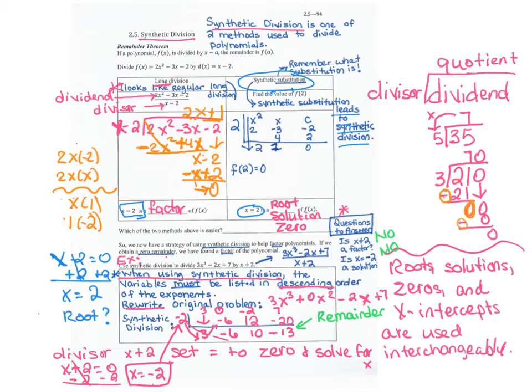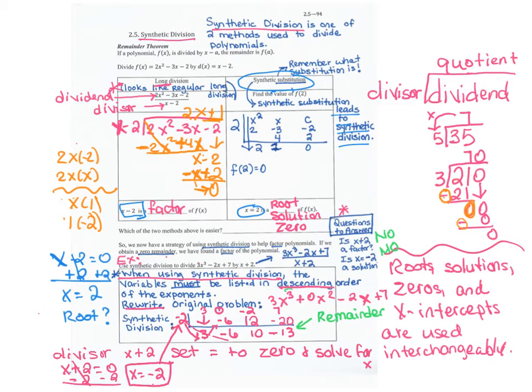Sometimes you can stop. You can answer those questions and you can stop because you were just asked, is the divisor a factor? But sometimes we have to keep going. If we have to keep going, well, we need to be able to write our answer in some way so that it looks like the polynomial. So, how do I do that?